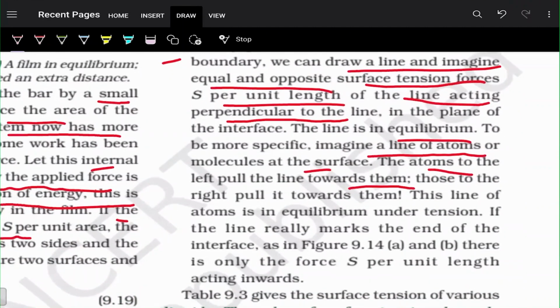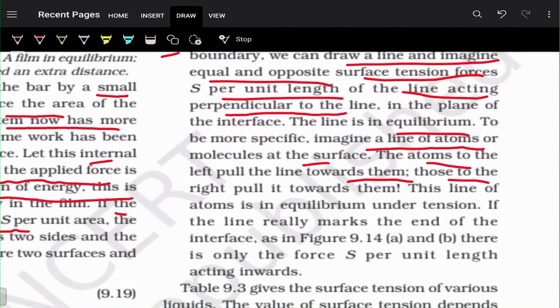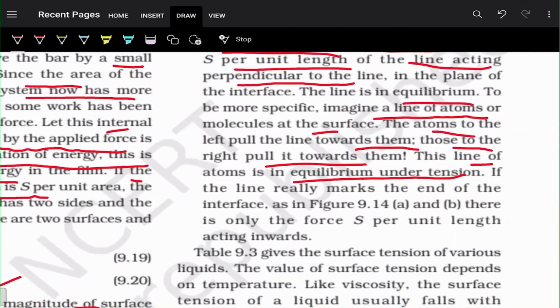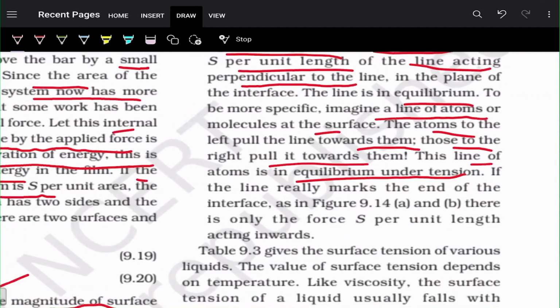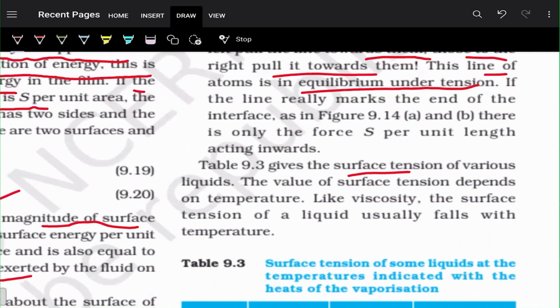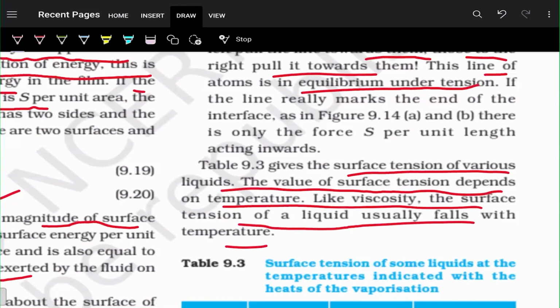Correct. This line of atoms is in equilibrium under tension. The line really marks the end of the interface. See, there is only the force per unit length acting inwards. Thus, table 9.3 gives the surface tension of various liquids. The value of surface tension depends on temperature. Like viscosity, the surface tension of a liquid usually falls with temperature.